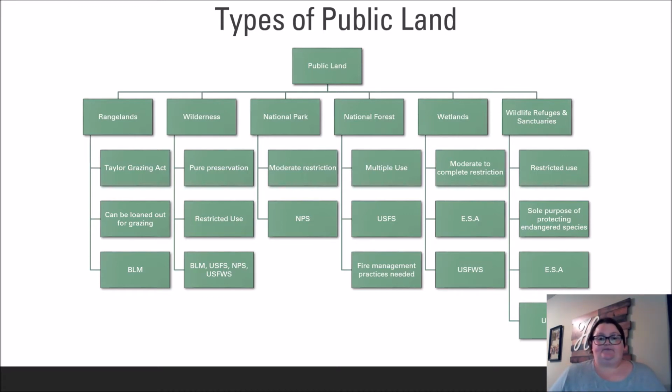We have to this point already discussed rangelands and forests, so we'll move on to discussing the remaining types of public land. National parks may be made up of overlapping areas of forest, wilderness, and historical monuments. These parks are managed by the National Park Service and are held under moderate restriction. This means that there are some things that are allowed within the park and some things that are prohibited. Often, companies require permits and other permissions to do certain things within a national park.